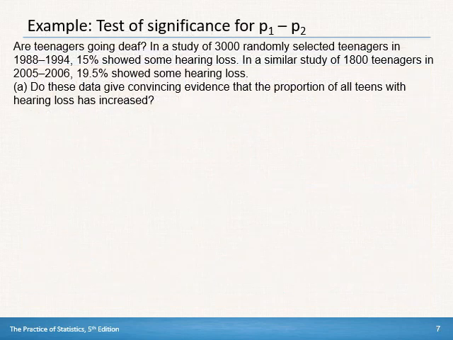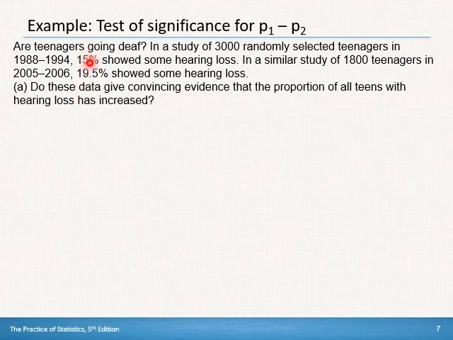All right, let's look at an example. Are teenagers going deaf? In a study of 3,000 randomly selected teenagers between the years of 1988 and 1994, 15% showed some hearing loss. In a similar study of 1,800 teenagers in the years 2005 to 2006, 19% showed some hearing loss. All right, the question is, do these data provide convincing evidence that the proportion of all teenagers with hearing loss has increased? So has the hearing loss increased over time?